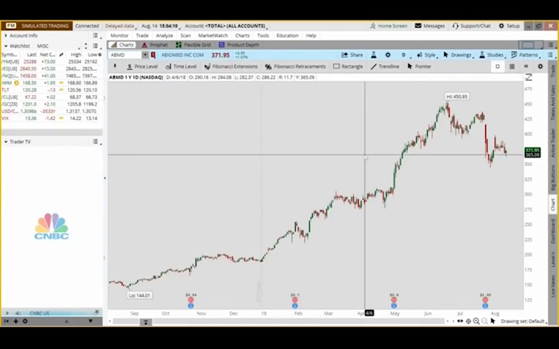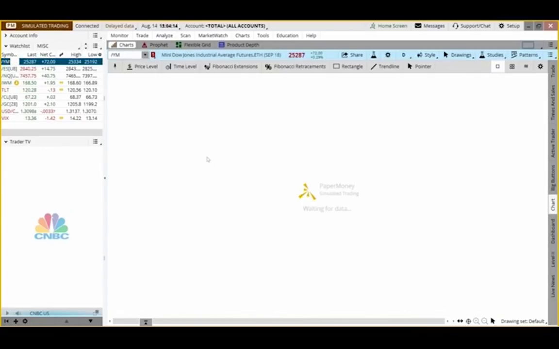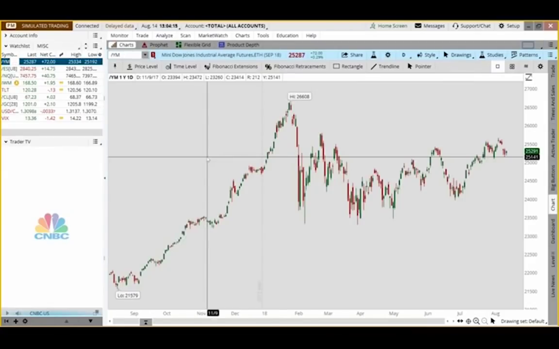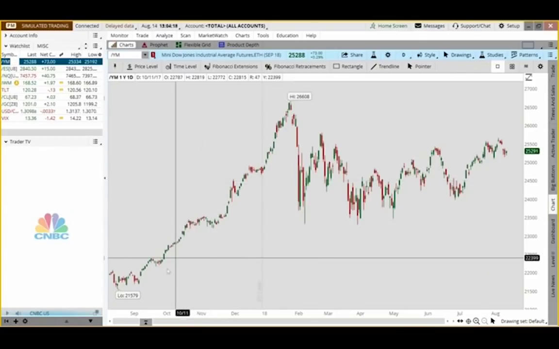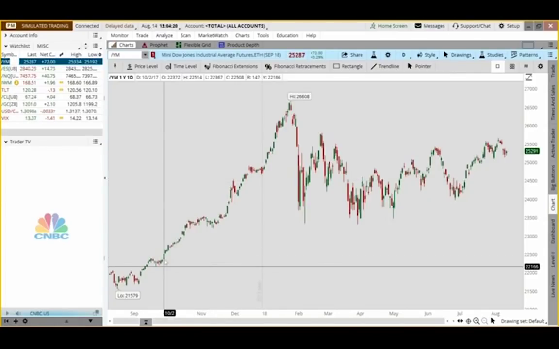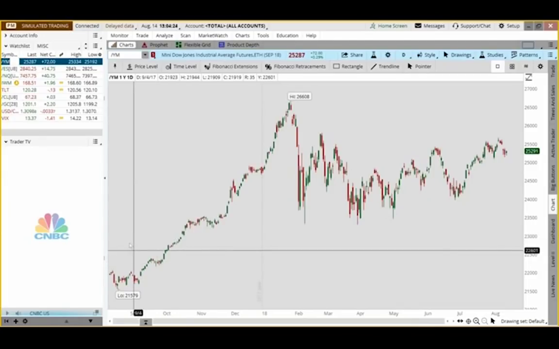Now, let's talk about reading what's happening on the chart candle by candle. If we look at the Dow Jones Industrial Average, we go back to, say, last October. And one simple thing to do, I'm going to zoom in here.